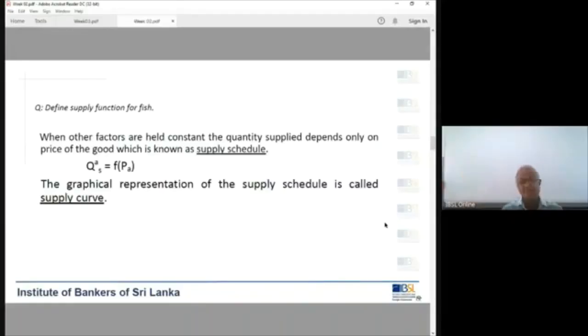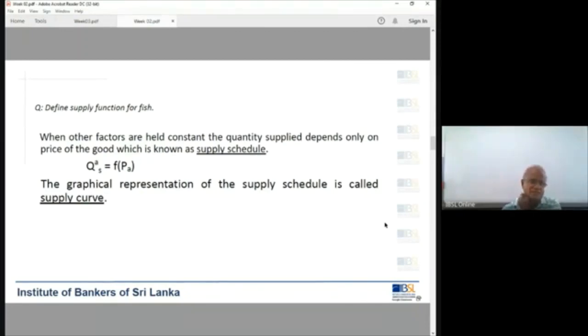Generally, upward slope. The demand curve comes from us, the consumers. When price increases, quantity demanded generally decreases. The supply curve has an upward slope. The graphical representation of the supply schedule is called the supply curve.